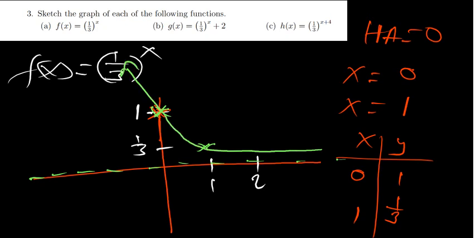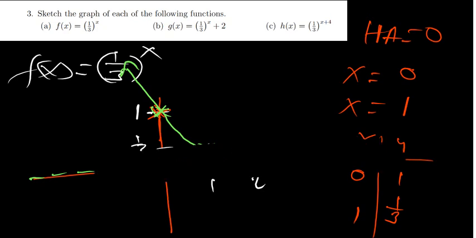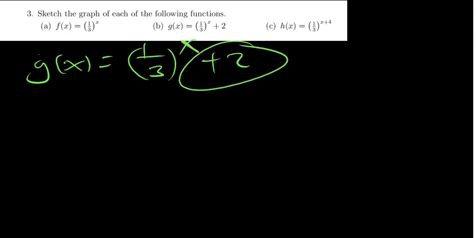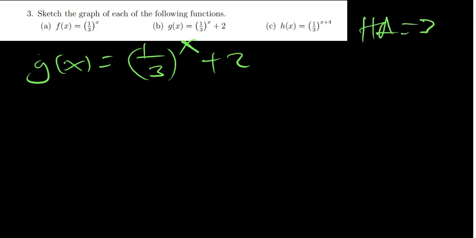Even here we can see that the domain is from negative infinity to positive infinity. The range is from 0, not included, all the way to positive infinity. That is it for part A. Now let's go to part B. Part B is saying we have g of x equal to 1 over 3 to the power x plus 2. Now here we have got plus 2, that is definitely our horizontal asymptote. So our horizontal asymptote in that case is positive 2.